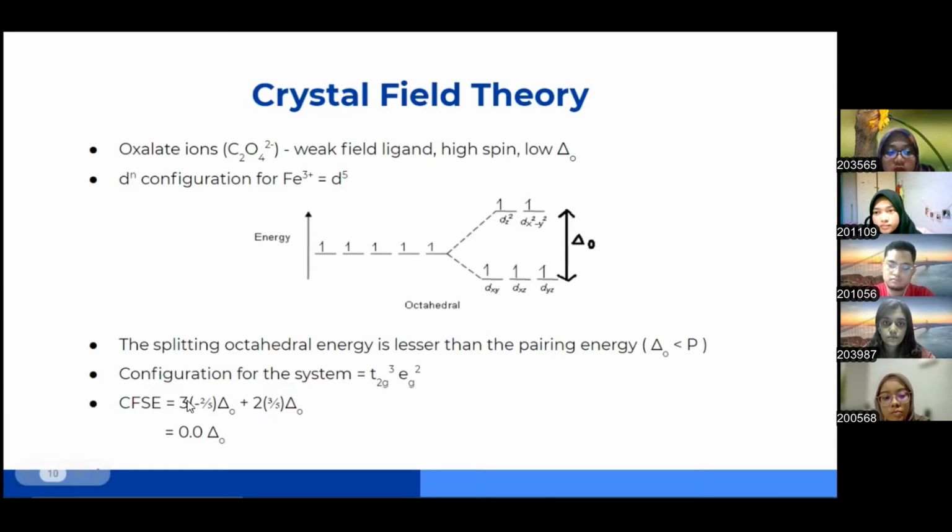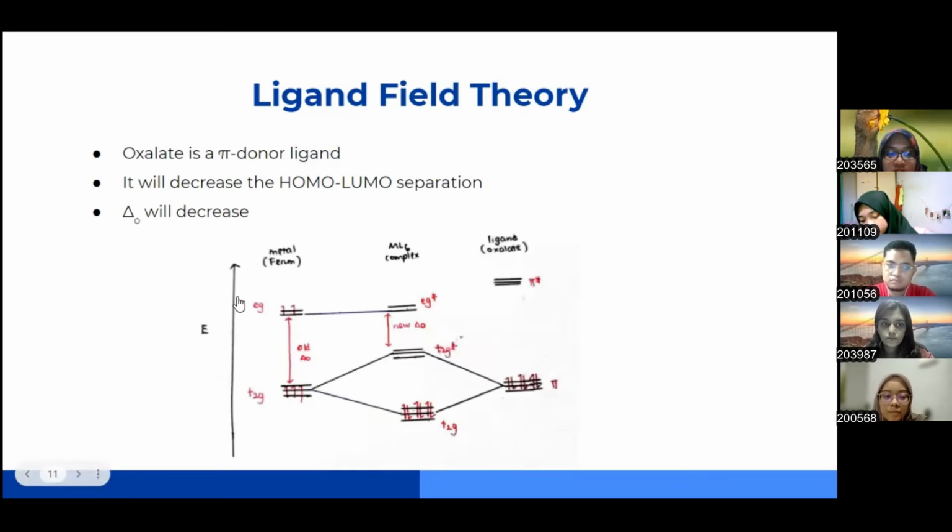Okay, so why do we have 3 and 2 here? Because here we have 3 unpaired electrons in t2g, so 3 times negative 2/5 plus we have 2 unpaired electrons here times 3/5, and we get the value of 0.0 delta O. So next I will continue about the ligand field theory.